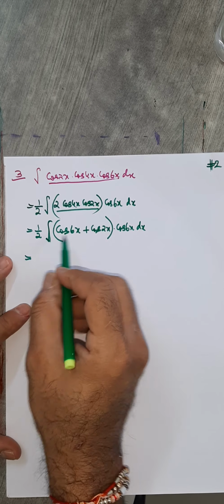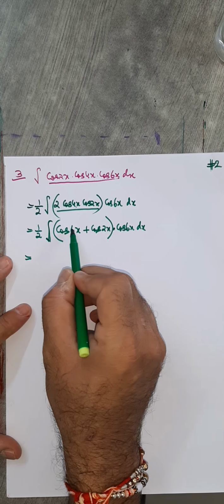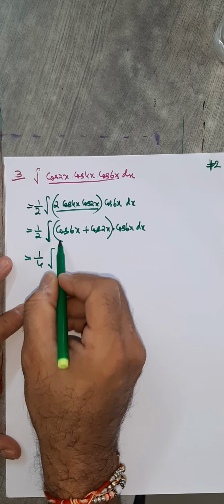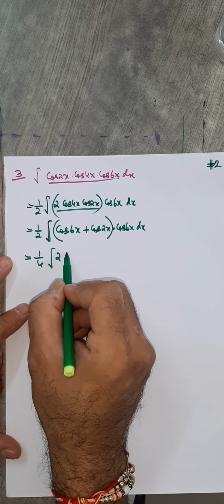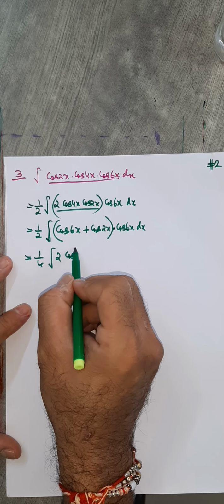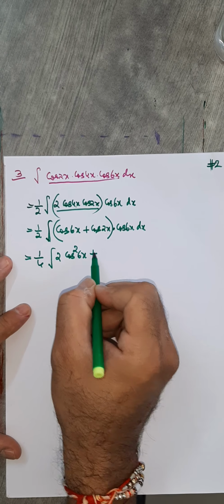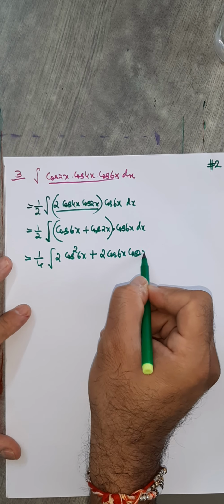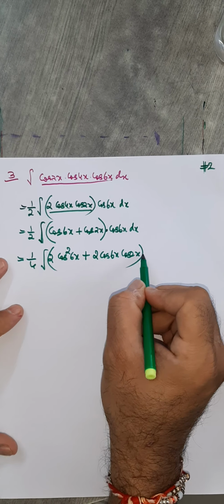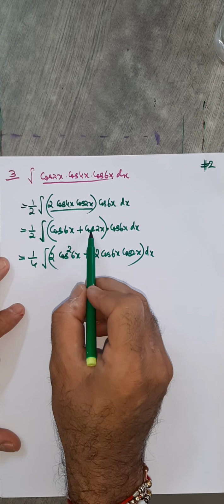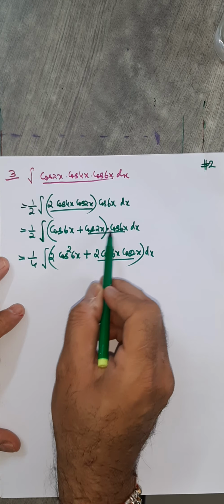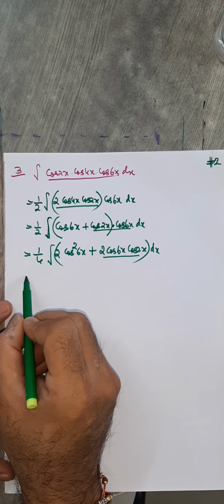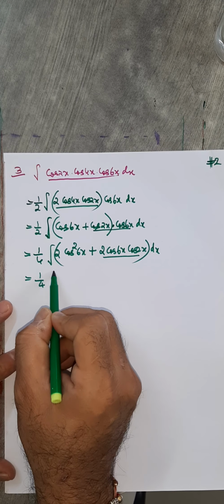Now if I open the bracket, again you have a product of trig functions, so simultaneously multiplying and dividing by 2. So twice cos 6x cos squared 6x, here twice cos 6x into cos 2x. Product of trig functions here, and this is cos squared. Now you know if you have a square, use the double angle formula here.